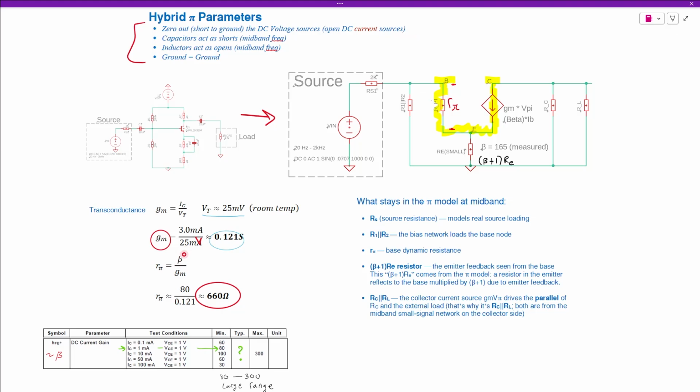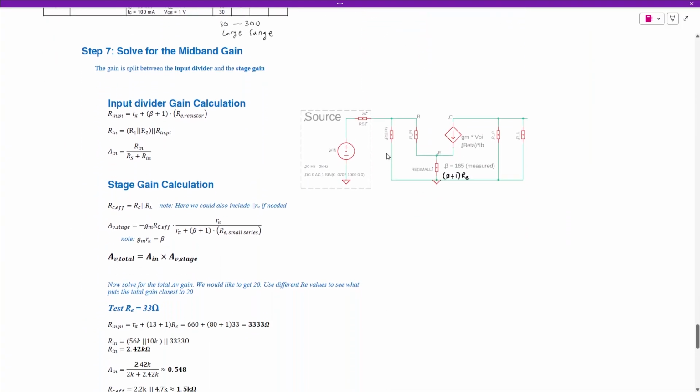All right, so R pi equals beta over the transconductance GM. We're using the minimum value from the data sheet, 80, divided by what we just calculated, comes out to about 660 ohms. That means that this representation here, this resistor, is 660 ohms. That's important for our small signal analysis.